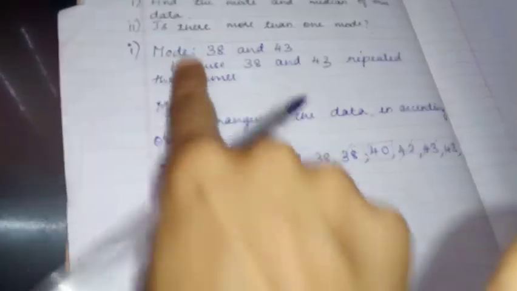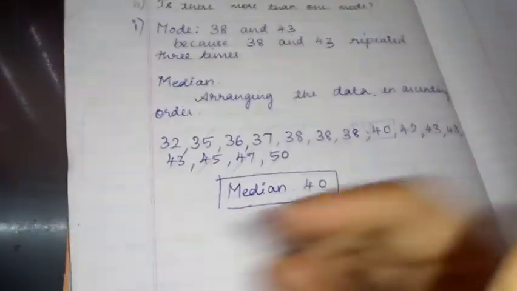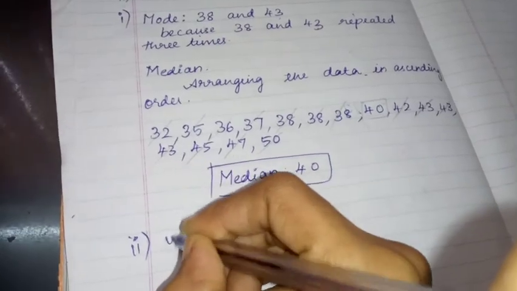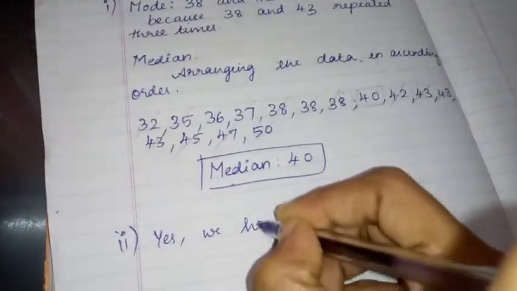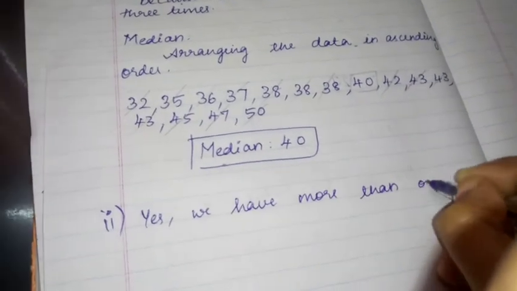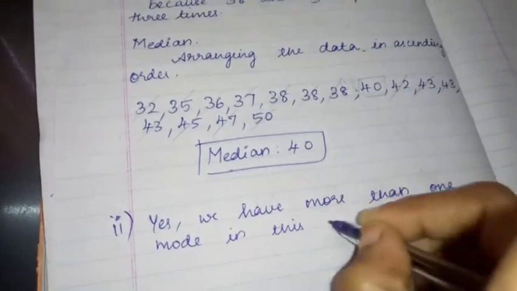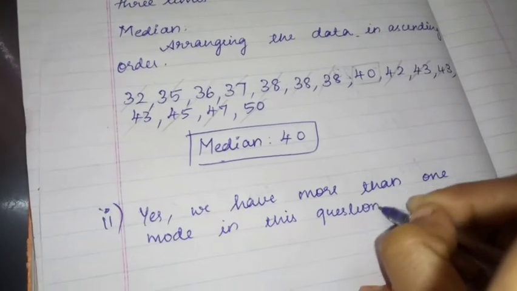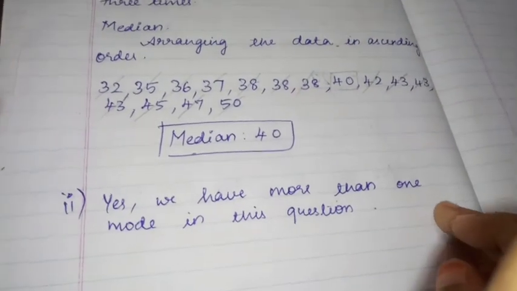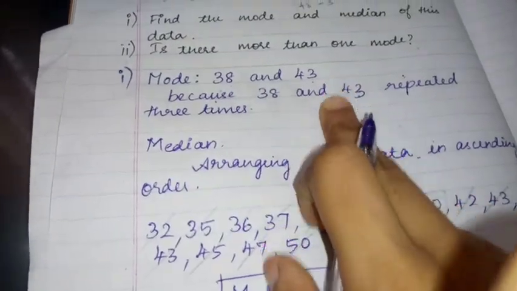Now this is our first subdivision. So I have solved the first subdivision. I have found the mode also. I have found the median also. Is there more than one mode? Yes, we have more than one mode in this question, because 38 and 43 are repeated 3 times.